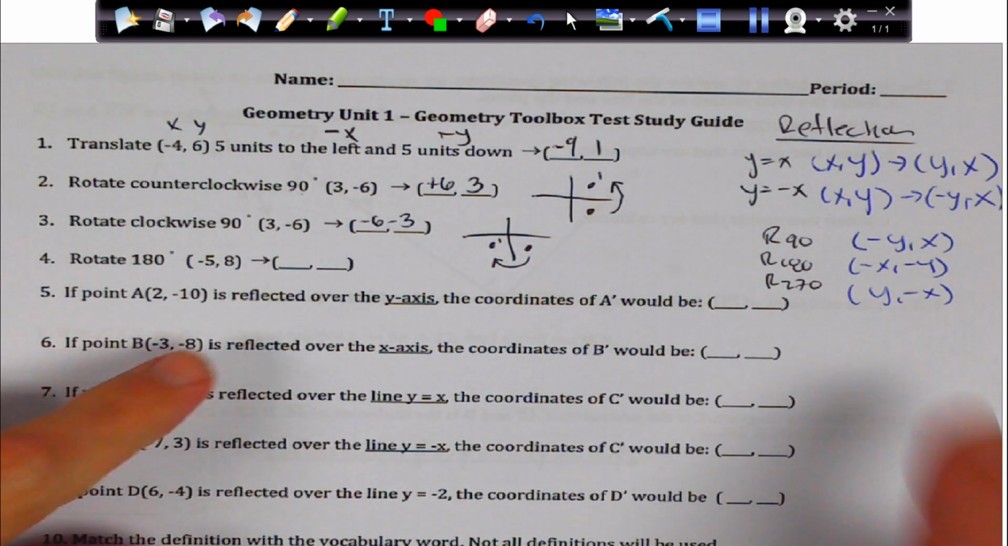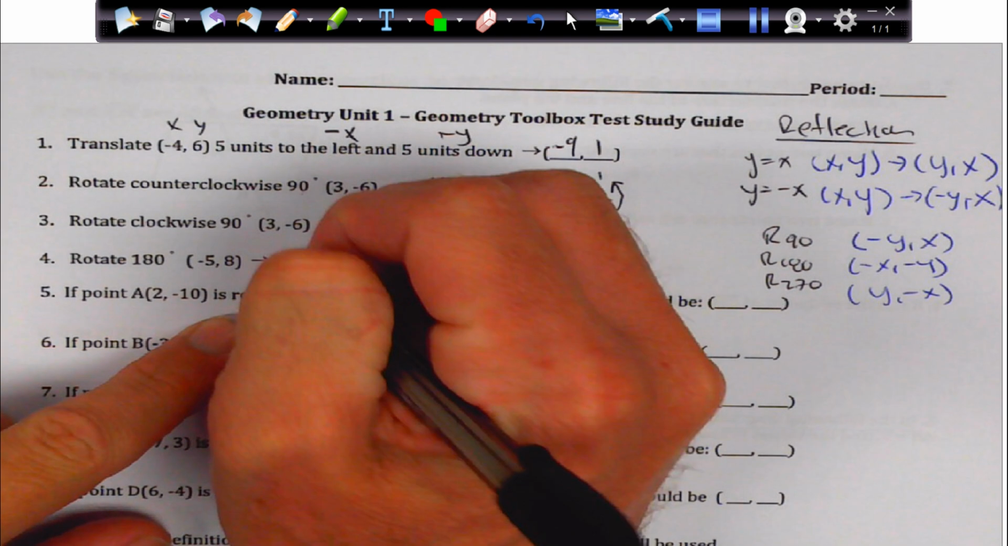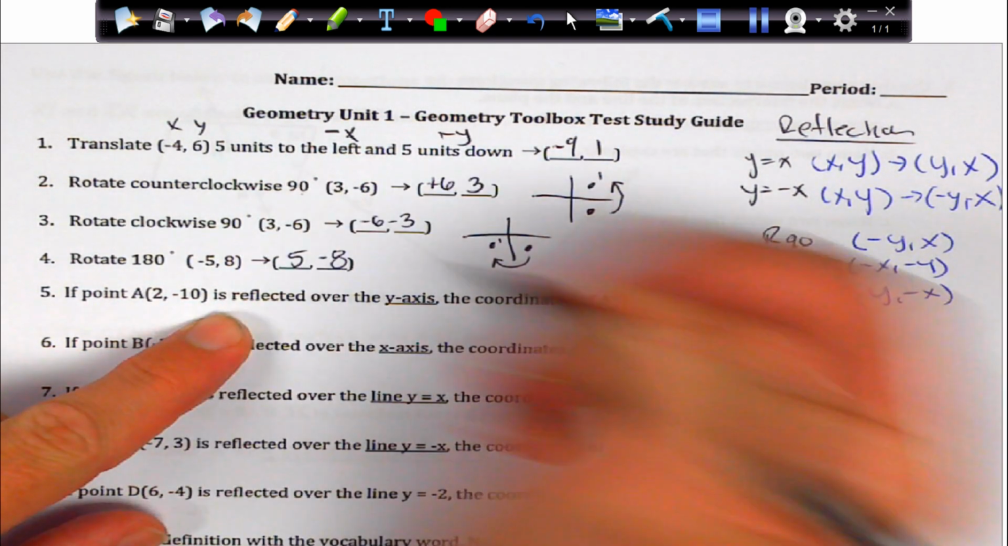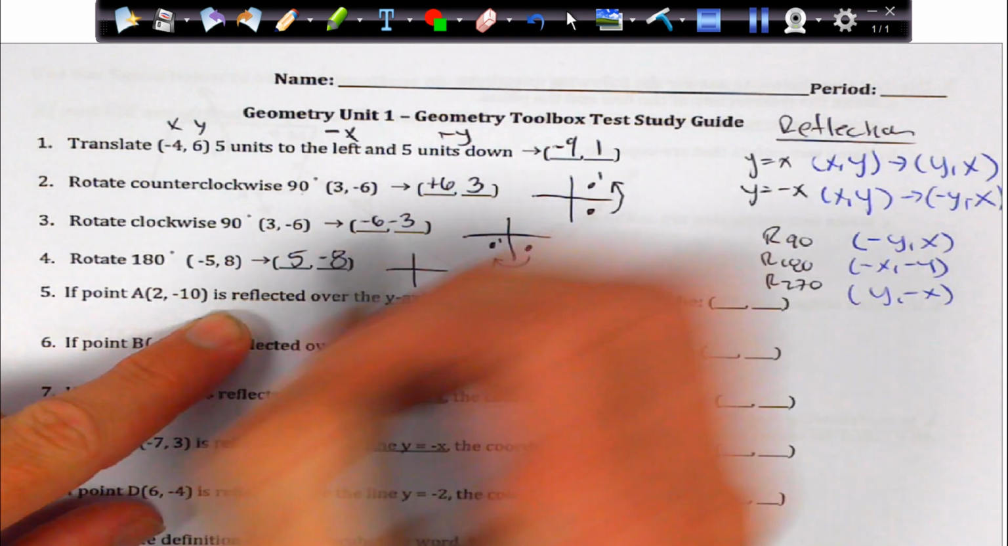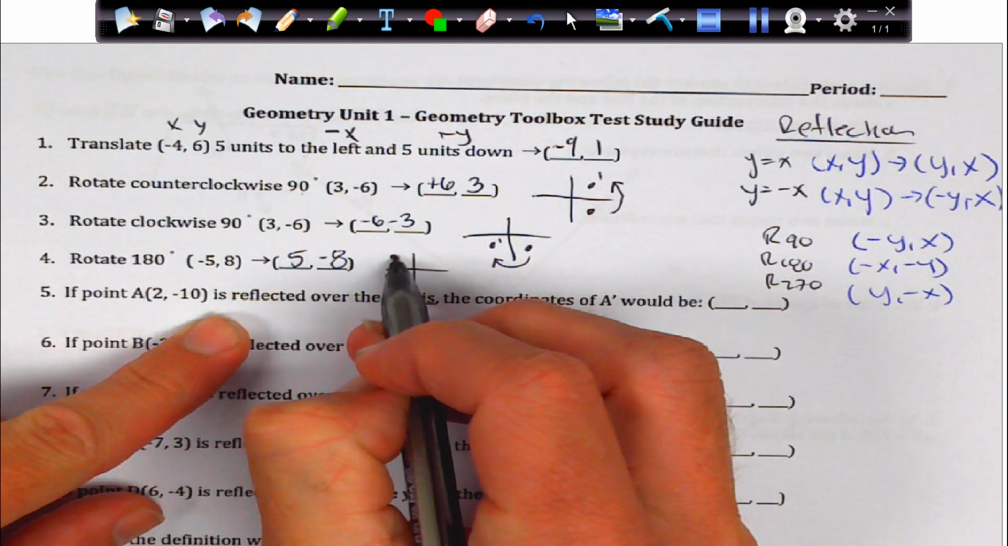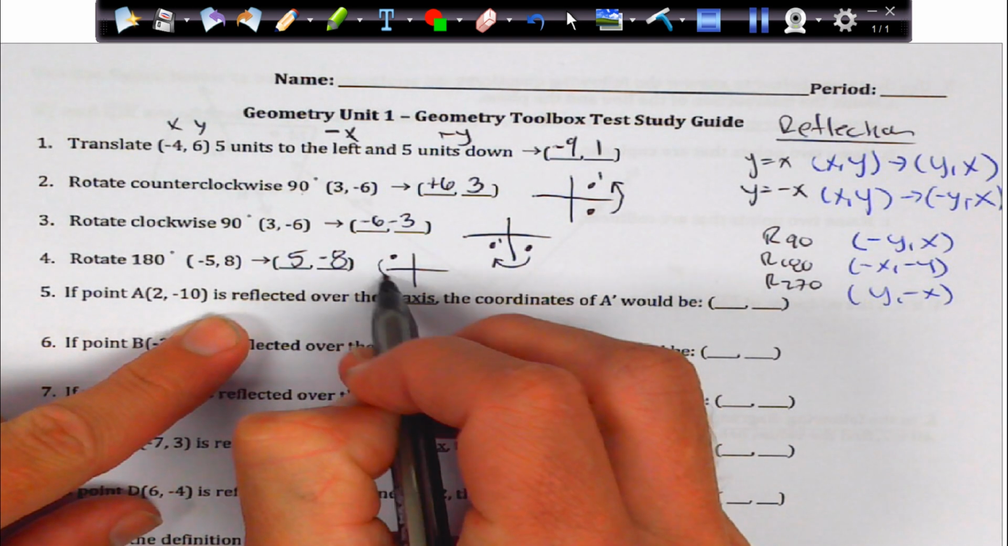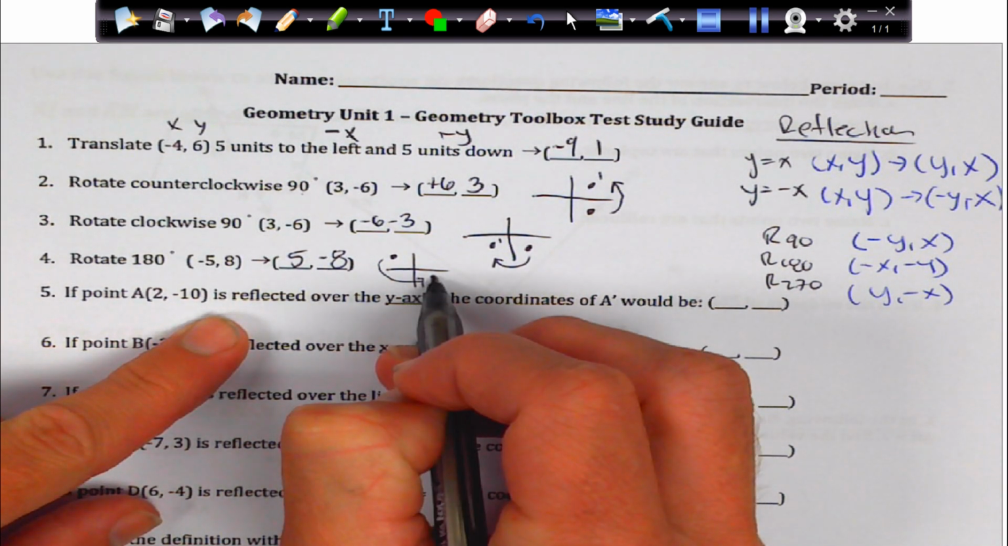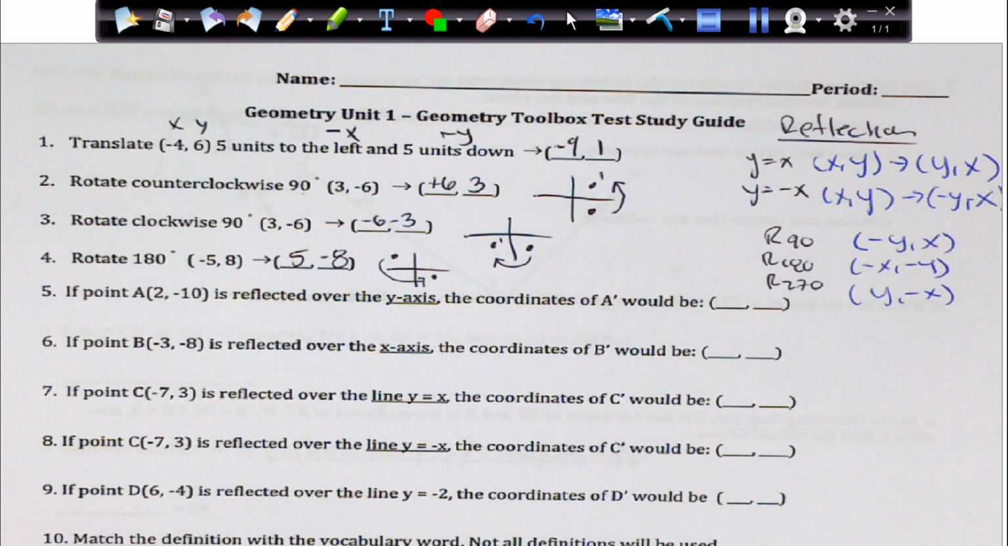Rotate 180, I just should change the signs, so negative 5 becomes positive 5, and positive 8 becomes negative 8. And again, we can do the same thing. Negative 5, positive 8 is up here. If I go 180, I should be in positive x, negative y. So that looks good. Okay.